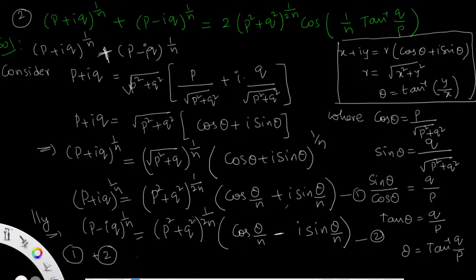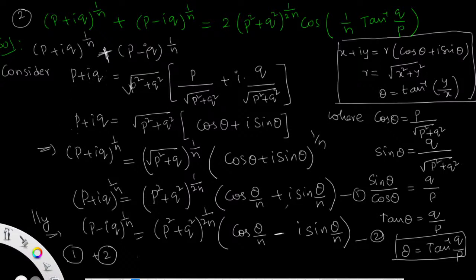This is the common part, which we write as it is. Then the sin terms will get cancelled. Cos theta by n plus cos theta by n is nothing but 2 cos theta by n. Just like the previous problem, same pattern. For theta, substitute tan inverse of q by p. And n is the same thing in 1 by n. That's all. So this is (p plus iq) whole to the power of 1 by n plus (p minus iq) whole to the power of 1 by n.